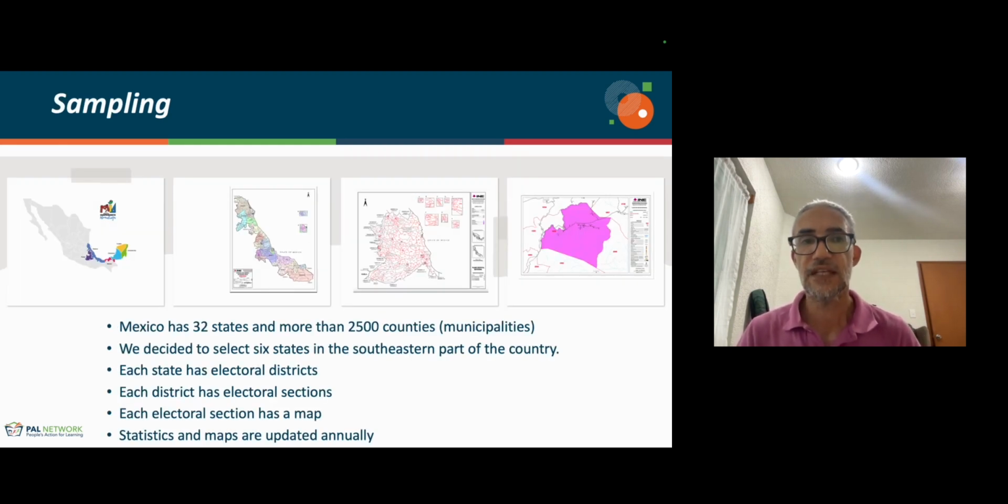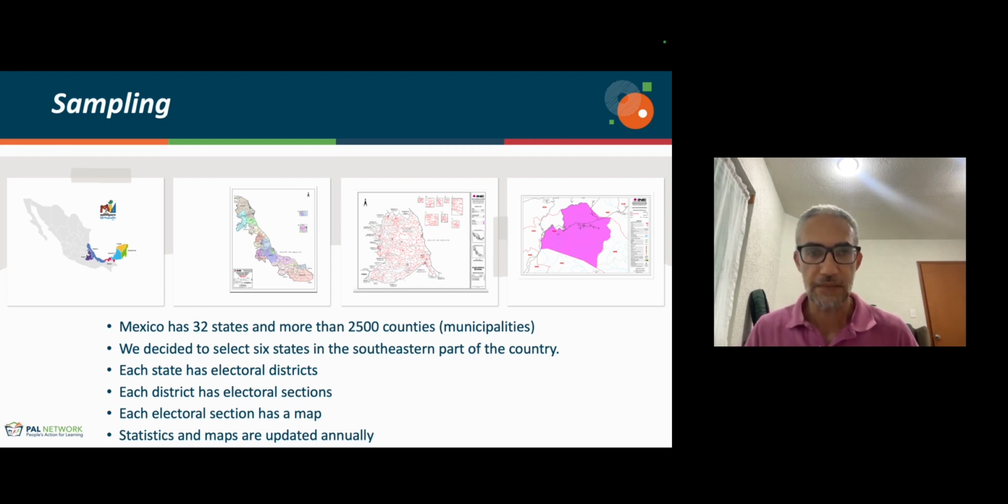In the case of Mexico, for example, Mexico has 32 states and more than 2,500 counties or municipalities. We decided to select 6 states in the southern part of the country because this part has the most inequalities and the most disadvantage in terms of socioeconomic status. And in every state, we decided to work with electoral districts.